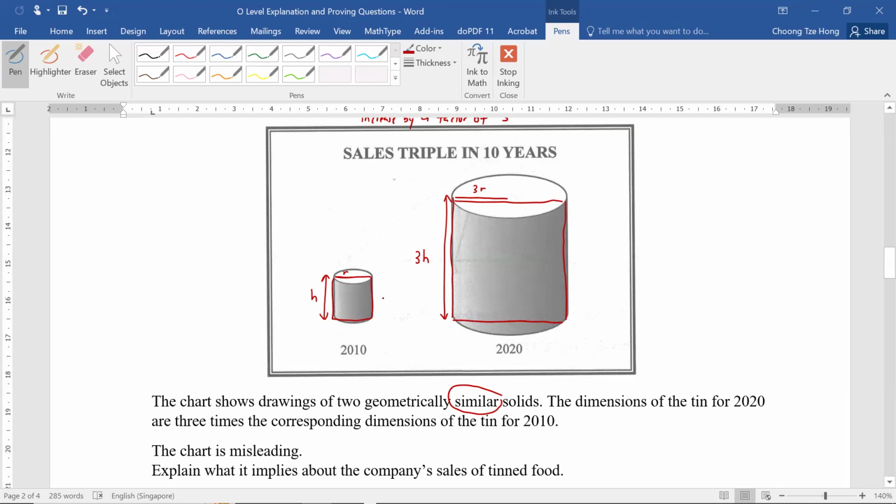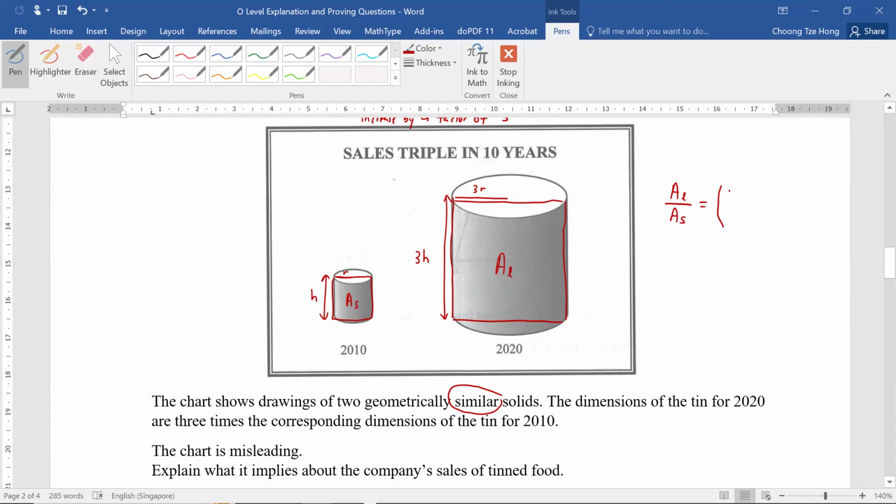Since these two things are geometrically similar, we will be able to form a relationship between the ratio of their areas and the ratio of their dimensions, in this case maybe the height or the radius. So what is the relationship that we know? Let's call this the area of the large tin, and this one the area of the small tin. So the area of the large tin over the area of the small tin. We know that for geometrically similar solids, the ratio of the area will be equal to the ratio of the length squared. We can either use the height or the radius, it is the same thing.